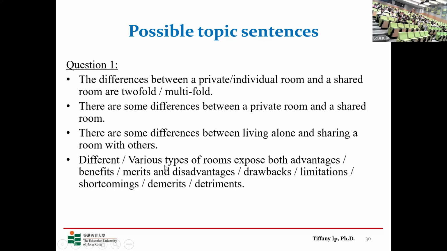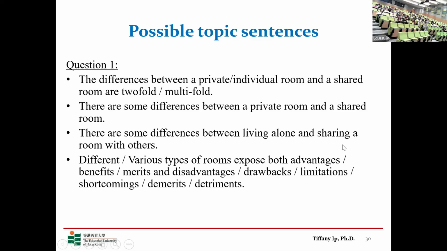Or we can say different types of rooms. Instead of differences, we change it to an adjective, or various types of rooms expose both advantages and drawbacks. This is what this passage is like. So this time you can use merits and limitations. And then we give you different terms like advantages, benefits, merits. As for disadvantages, you can say drawbacks, limitations, shortcomings, demerits, detriments.